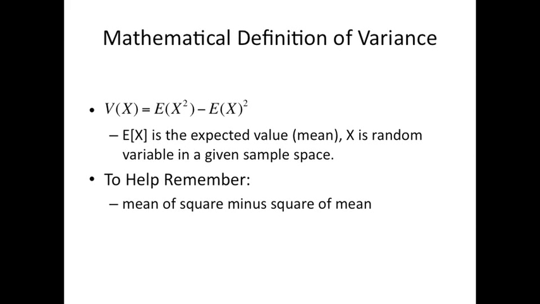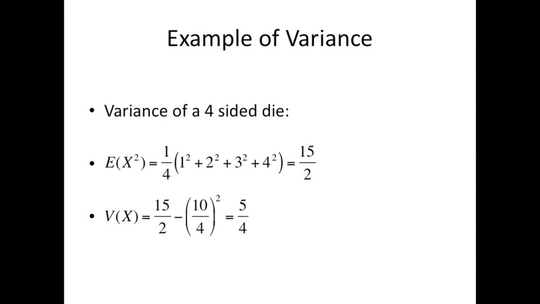Alright, the mathematical definition of variance, and once again, this is assuming that you know what an expected value is: the E of X squared, or the expected value of a random variable X squared, minus the expected value of X, squared. Once again, E of X is the expected value, the mean, and X is a random variable in a given sample space. To help remember: mean of square minus square of mean. It's a little fun thing you can say to yourself.